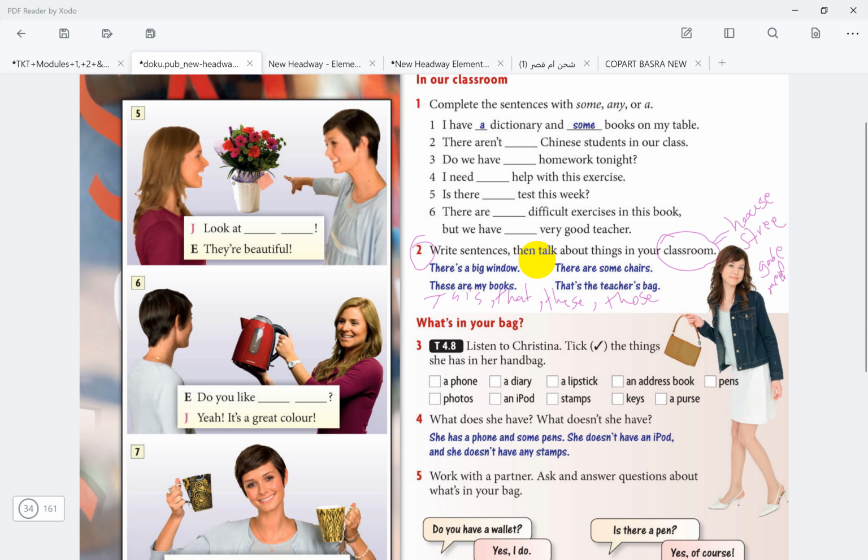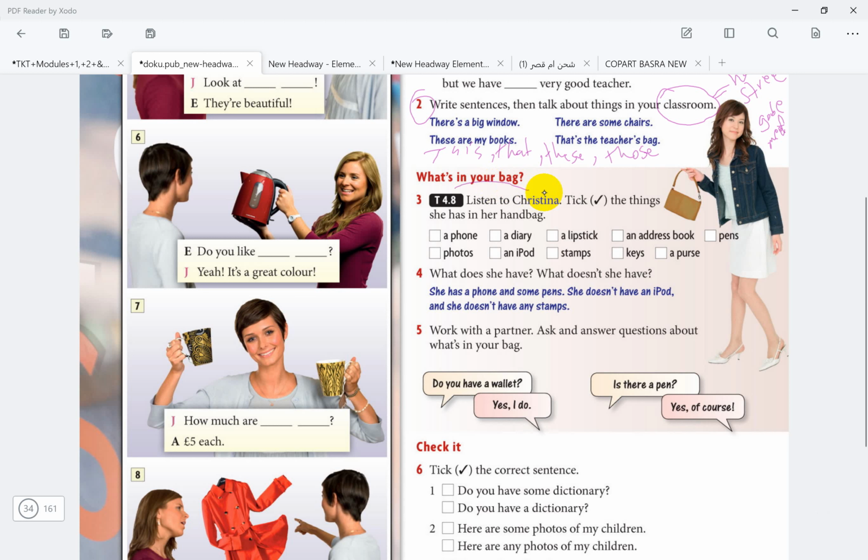Okay. And we need to listen to this, please. What's in your bag? That means in your bag. Tape script 4.8. Listen to Christina tick the things she has in her handbag. So we will see the pronunciation, and how to take the right answer.